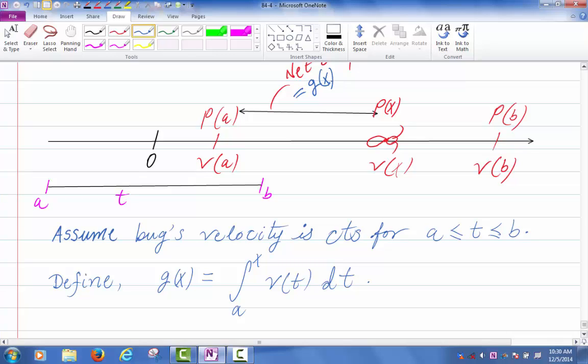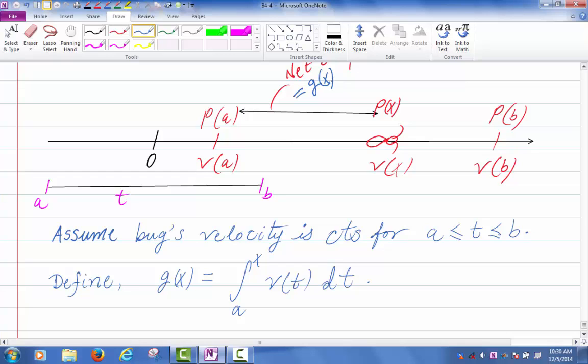Look at the picture. I know the net displacement g of x. I know p of A. How do I come up with p of x? What is p of x? It's very easy if you just look at it the right way.